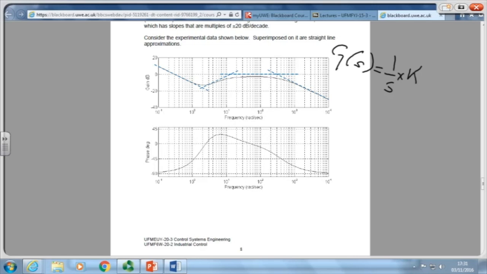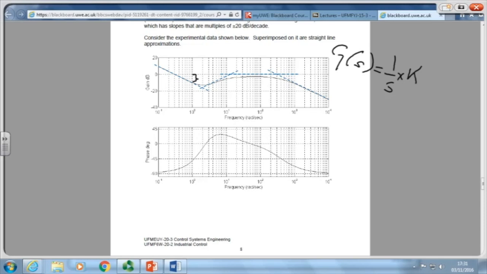How big is the gain? Well, I'm lucky in this case because I've actually got 1 radian per second on the scale, so I can see. And that 1 radian per second has been pushed down by that much, hasn't it? Which is about 10 decibels. Or strictly speaking, minus 10 decibels. So all I need to do is convert minus 10 decibels back into a ratio, and I know what K is.